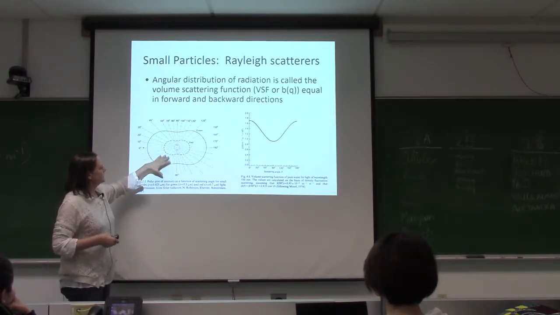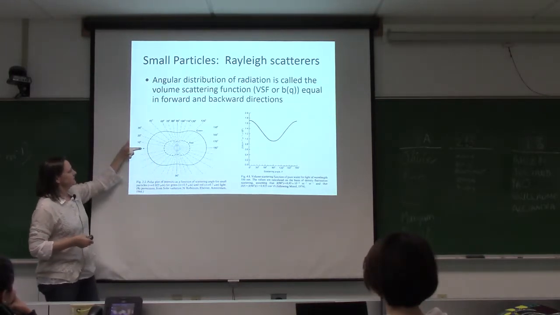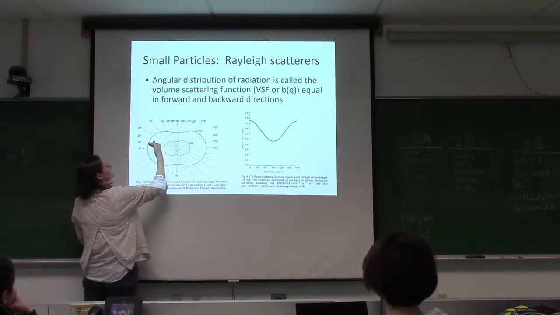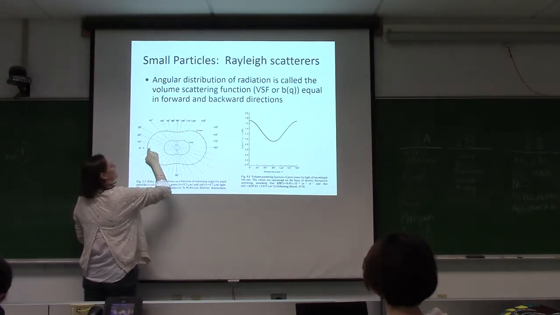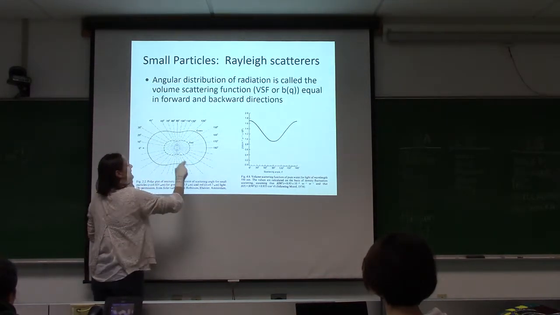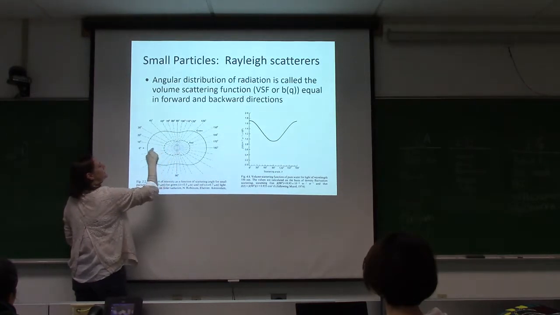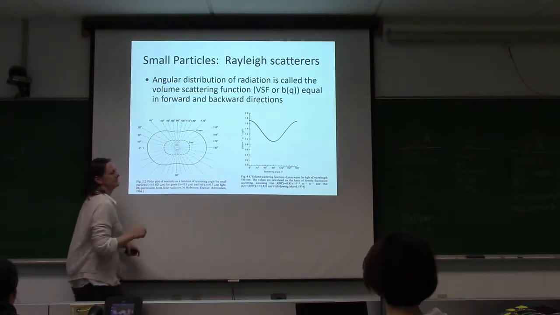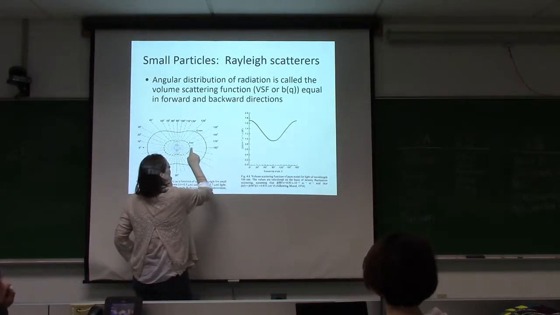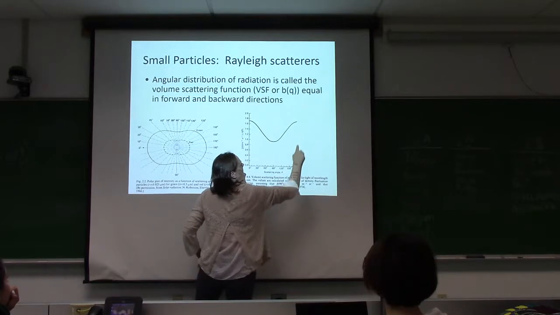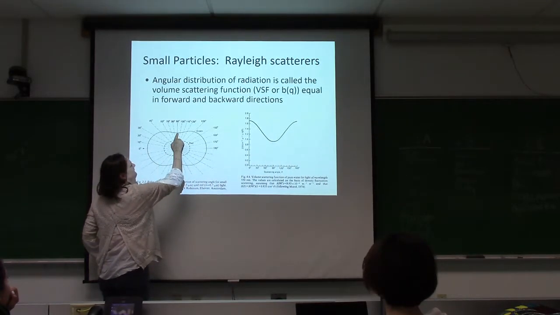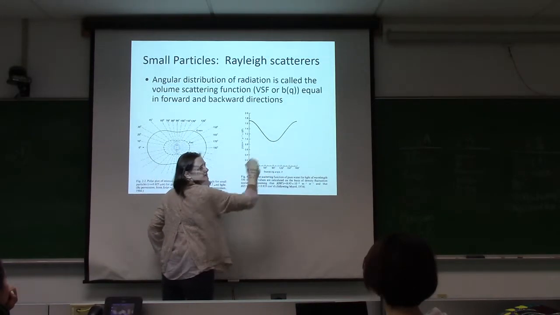And we can also plot it this way, where this is 0, and so this would be a 10-degree zenith angle, 20, 30, and 45. And so you could draw your volume scattering function like this, where the length from the scattering center is the intensity of the volume scattering function. So the length to this line is that height. The length to this line is that height. Okay?